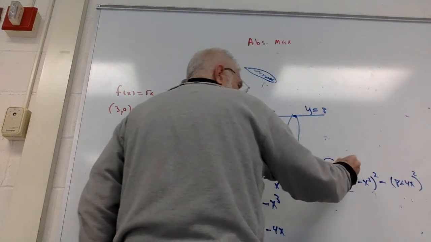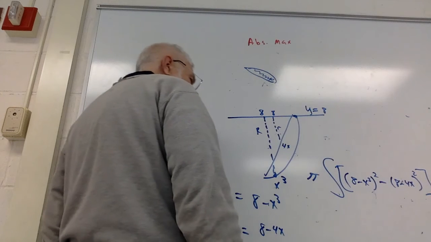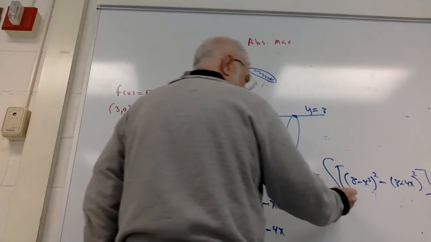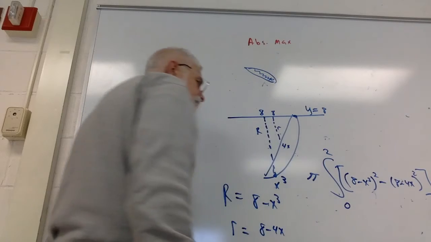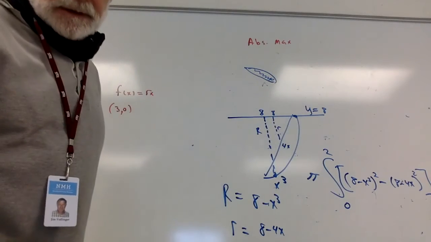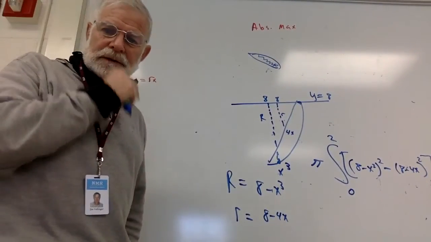Right? And I want to get a little bit of thickness, dx, from what to what? 0 to 2. Okay? So that's the calculation that goes with that. Did I show everything? Yeah, good. All right, and that's going to take a little while to practice.